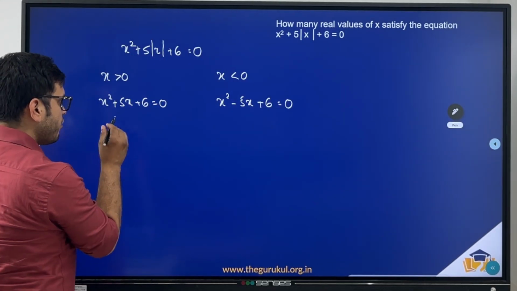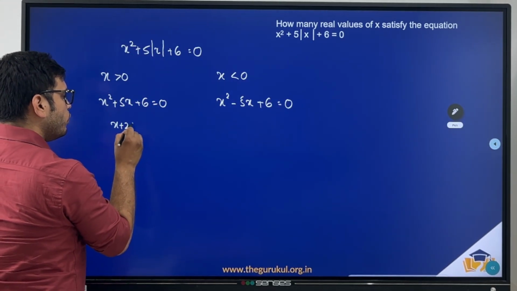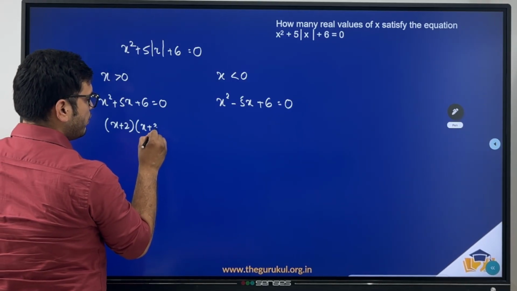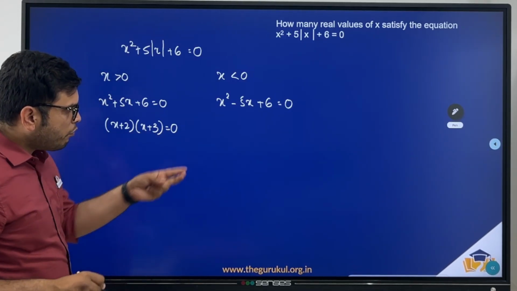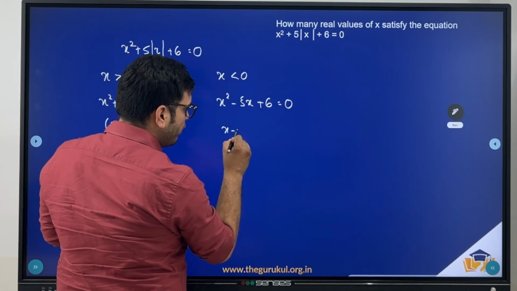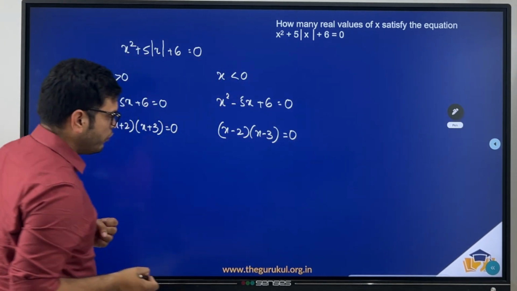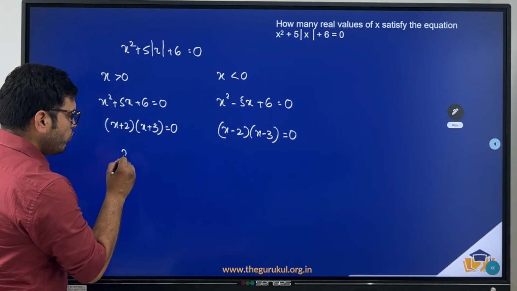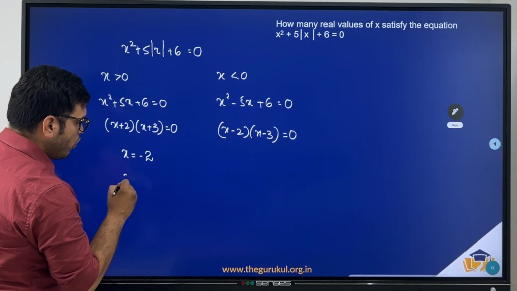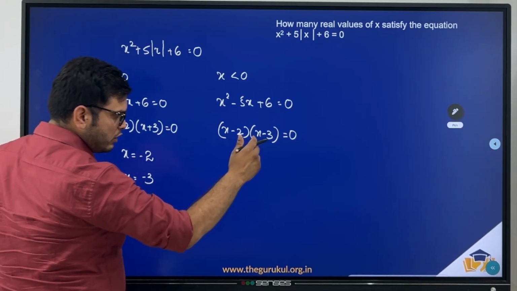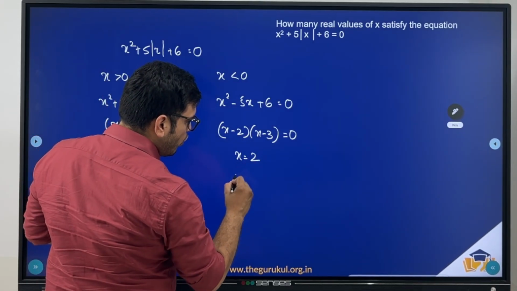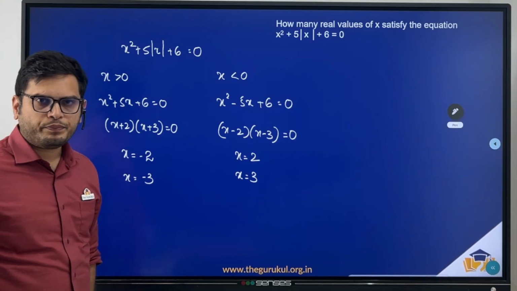Now if I factorize this, we'll be getting (x plus 2) into (x plus 3), and this is equal to 0. If I factorize the other one, we'll have (x minus 2) into (x minus 3), and this is equal to 0. Now when will this be equal to 0? When x is equal to minus 2 or x is equal to minus 3. And this will be 0 when x is equal to 2 or x is equal to 3.